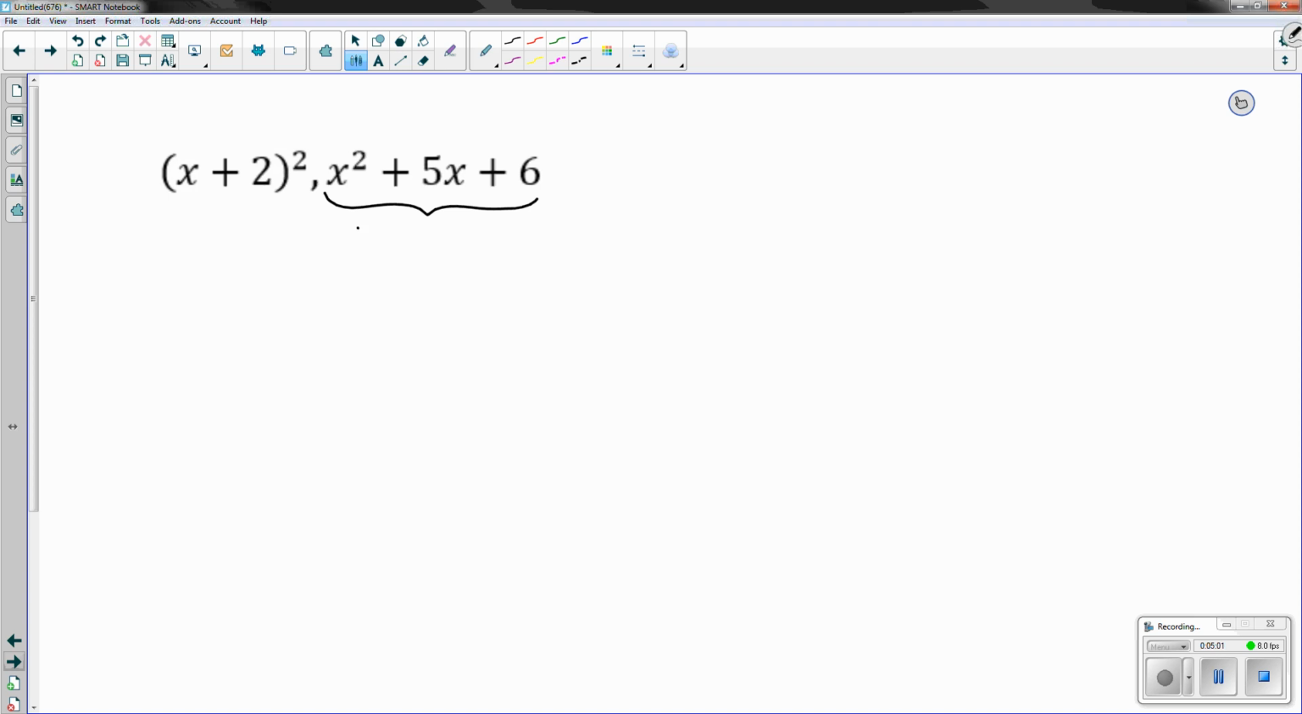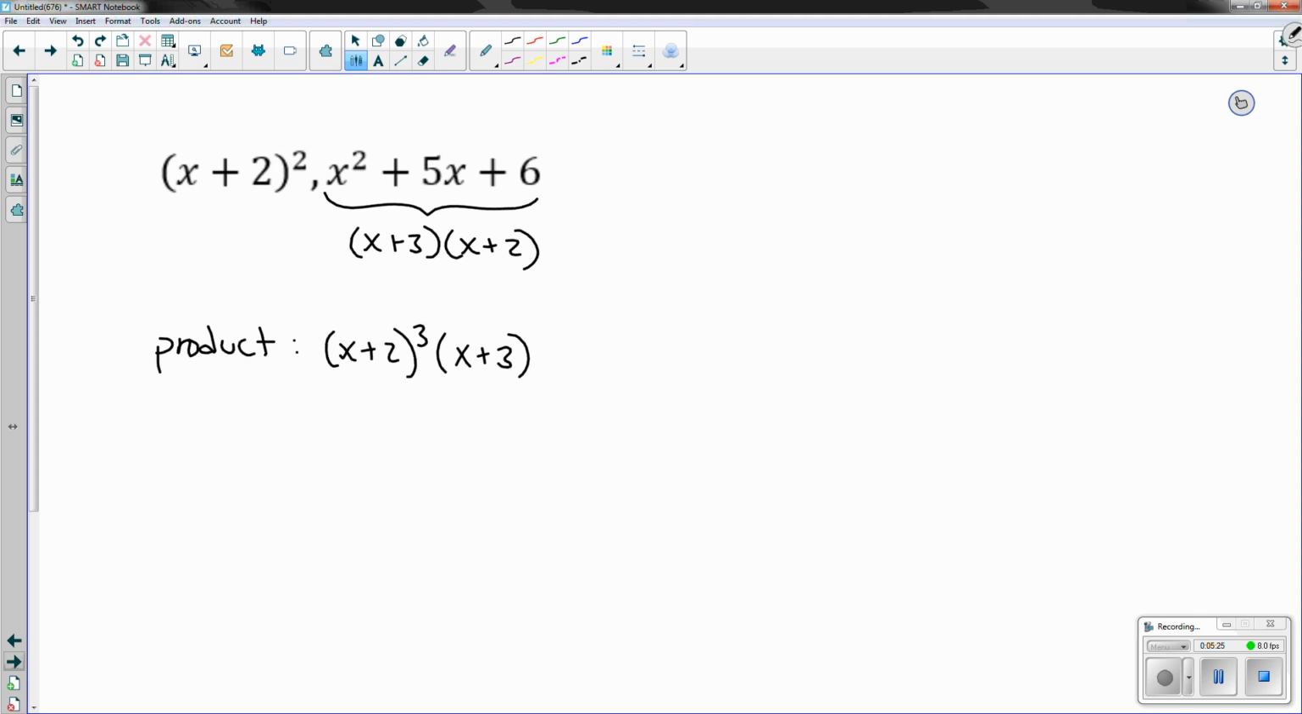This quadratic trinomial can be factored into x plus 3 times x plus 2. So the first thing we're going to do is find the product, because what we've learned is the LCM is equal to the product divided by the GCF between two expressions. So the product, when we multiply these together, is (x plus 2) cubed times (x plus 3). And notice how I'm leaving the product in a factored format.